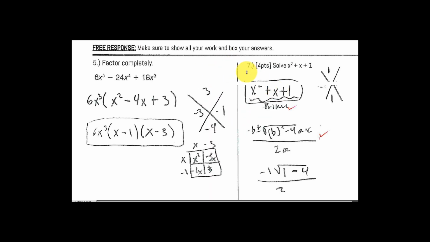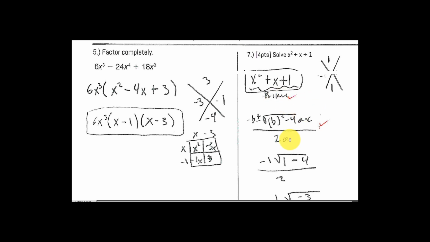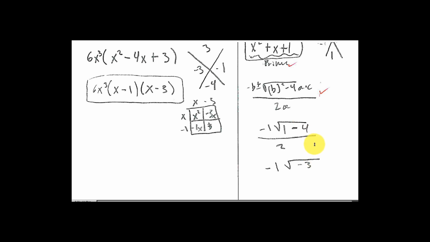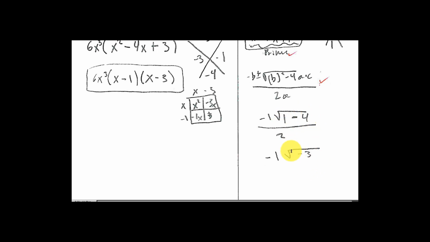All right, let's look at this student. Okay, knew it is prime, that was good. Quadratic formula, looks good right here. Okay, then they stopped. Remember, what do pirates say? Pirates say i is square root of negative 1. So student didn't know that.